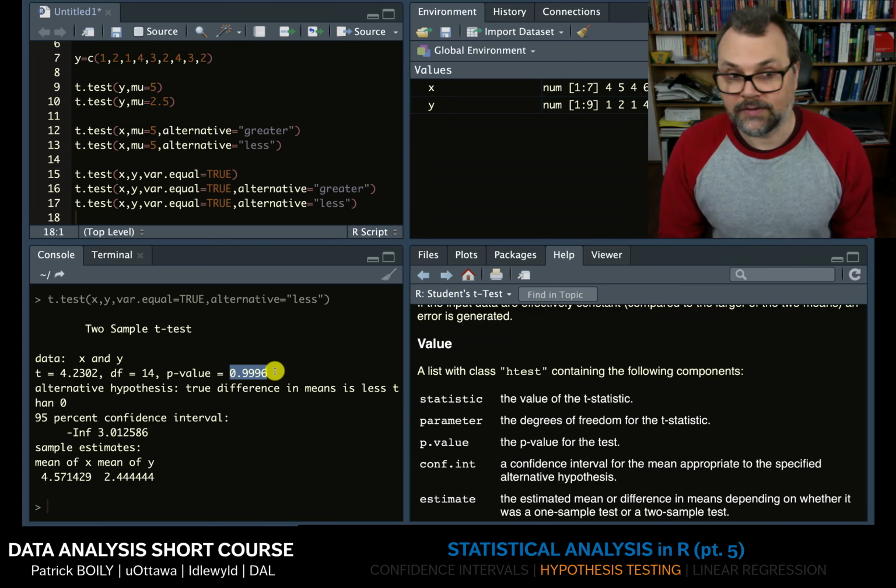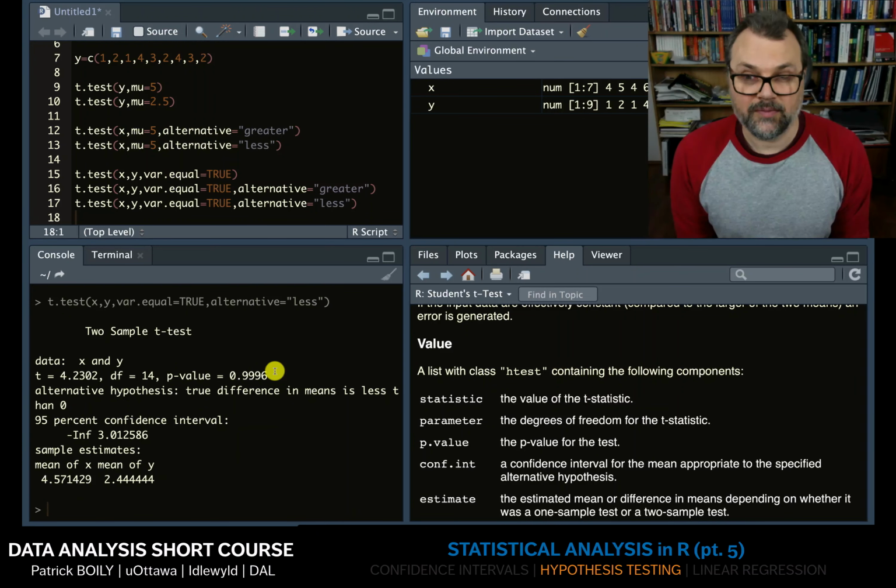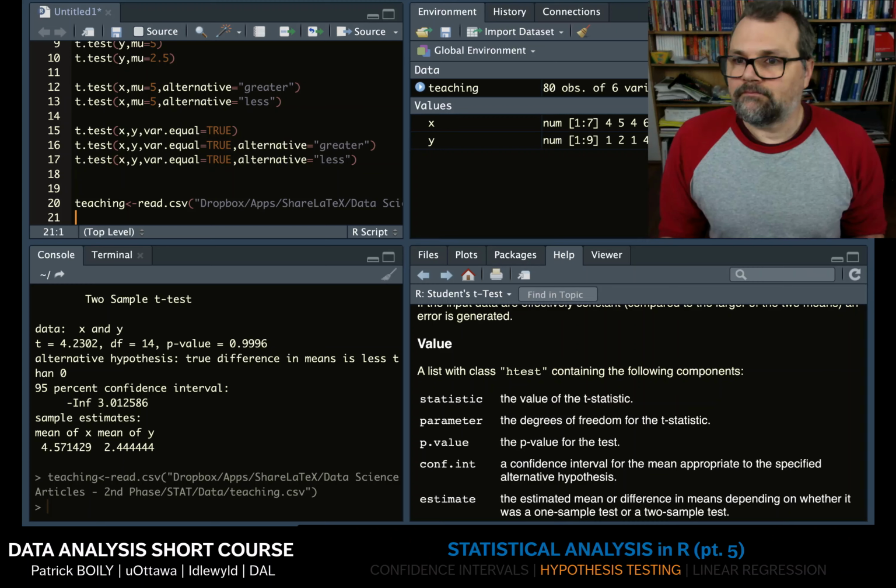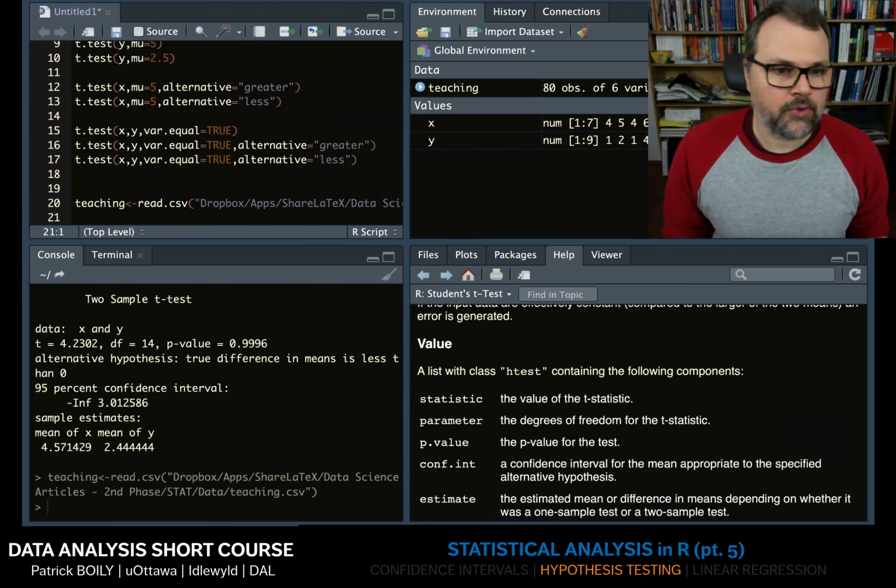It's huge. It's almost 100%. So we can't reject the null hypothesis. Between you and I, we sort of know that mu1 is not equal to mu2, but it's not the way we read these things. Now I'll show you how you would do a paired 2-sample test.